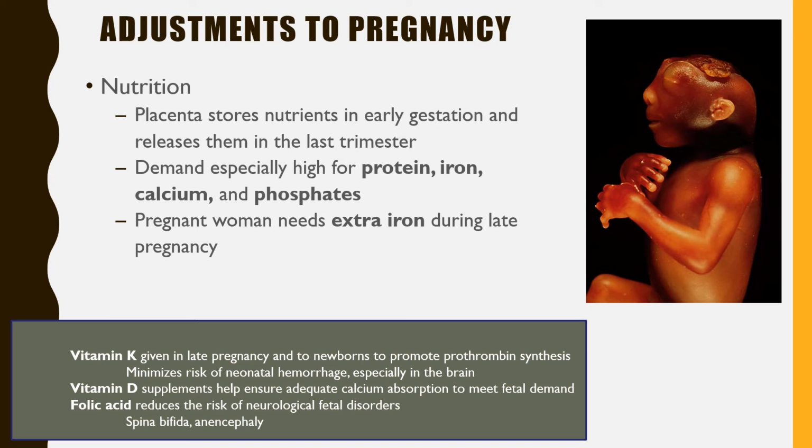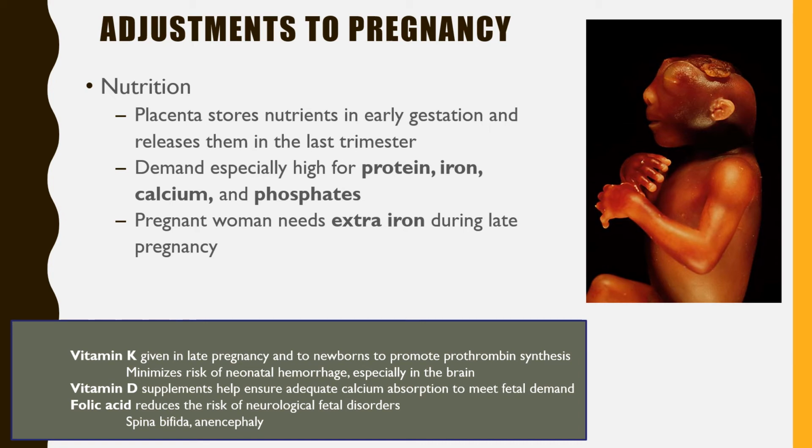So typically the woman will also need extra iron during late pregnancy. Now, vitamin K is given in late pregnancy and to the newborn to promote prothrombin synthesis. Remember, we have certain factors that are vitamin K dependent, and so this is going to help minimize the risk of neonatal hemorrhage. Because remember, during the birthing process, especially vaginal deliveries, it can be quite a traumatic event, and so we want to make sure that they have an appropriate amount of clotting synthesis, particularly when it comes to protecting the brain.